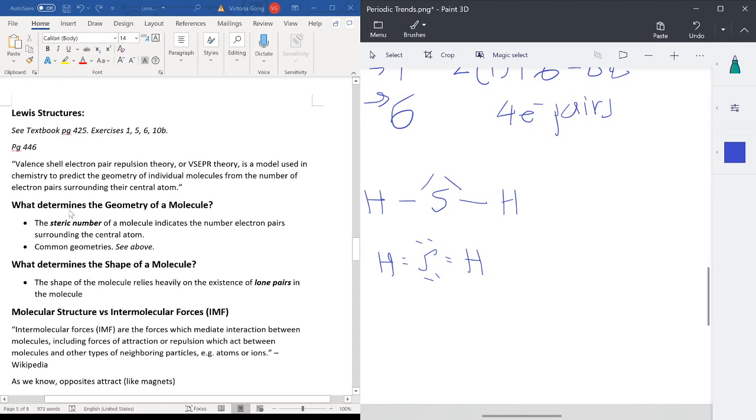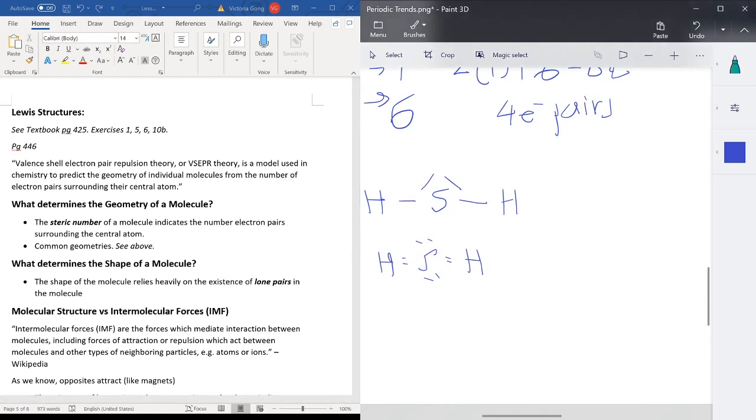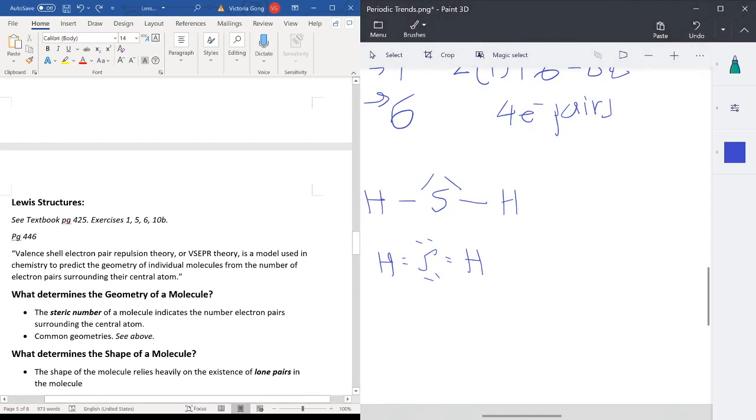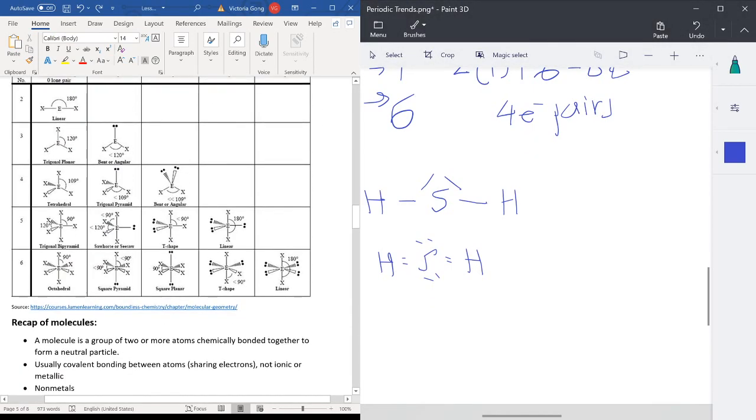So what determines the geometry of a molecule? Well, the steric number is basically the name given to the number of electron pairs that surround the central atom. So this is where we get to use the chart that we looked at earlier.